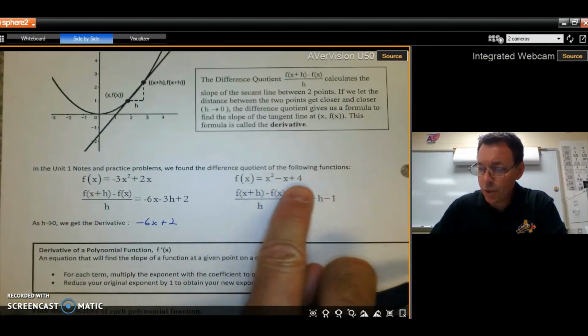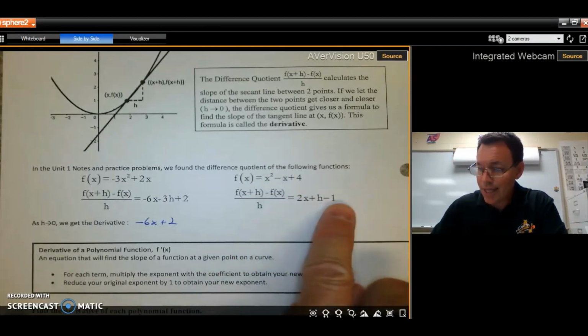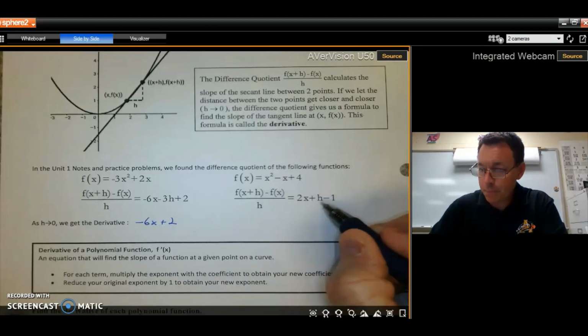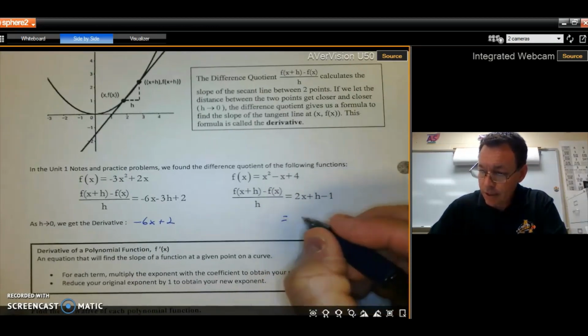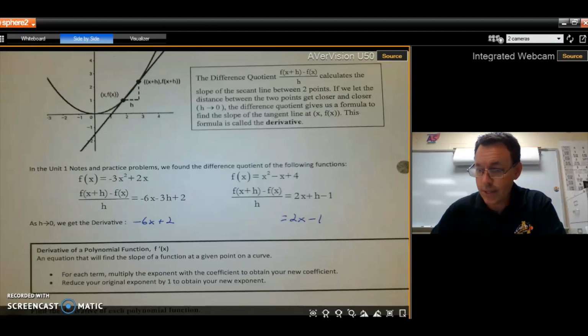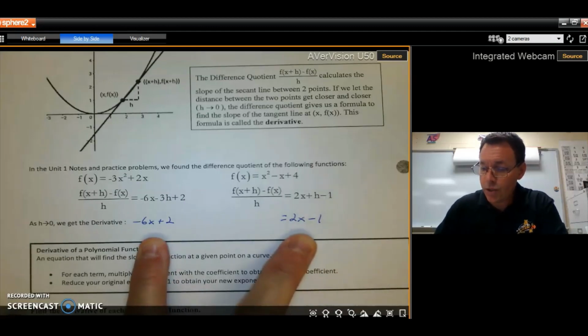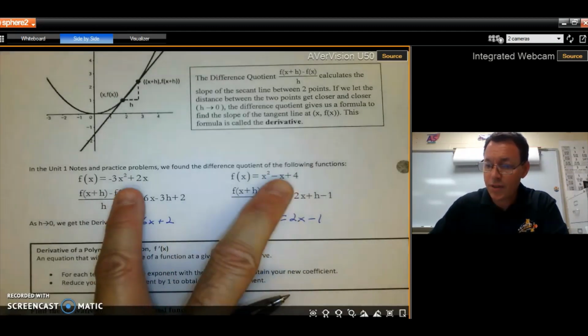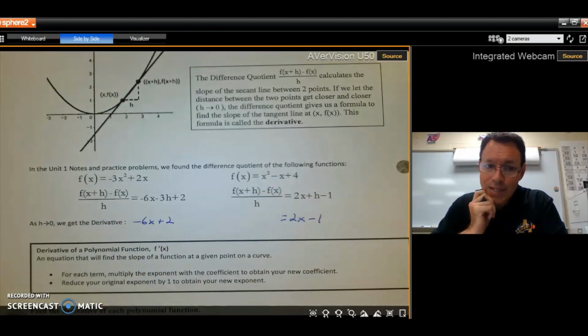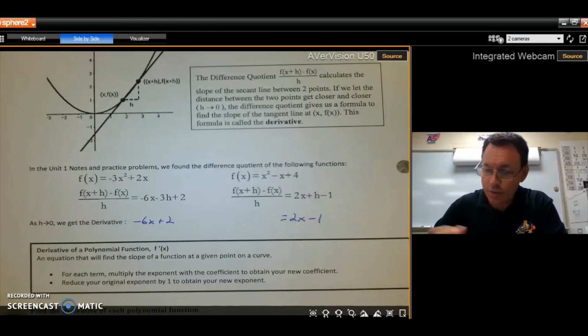This is a function that you were given in your worksheet. We did the difference quotient, and we got this. Again, if you imagine this h disappearing, then that's going to leave us with this, which is the derivative. So these 2 equations are the derivatives of these 2 functions. Now, compare them. Take a look and see if you see anything about them that looks similar or different or whatever.